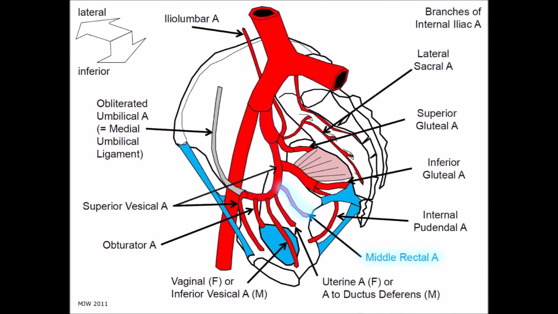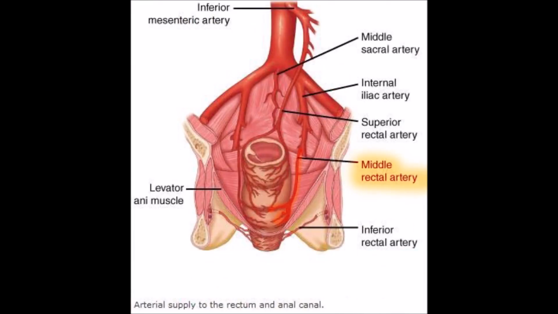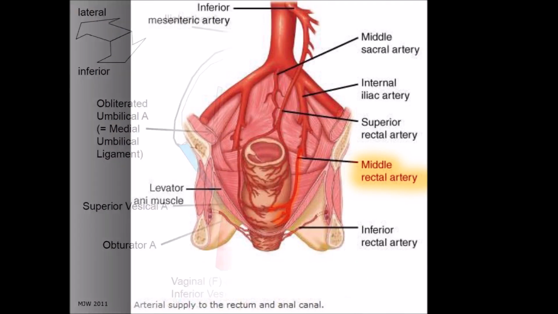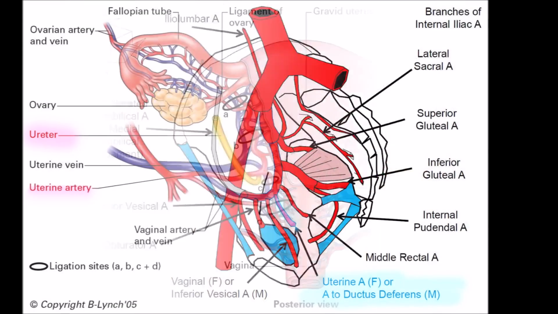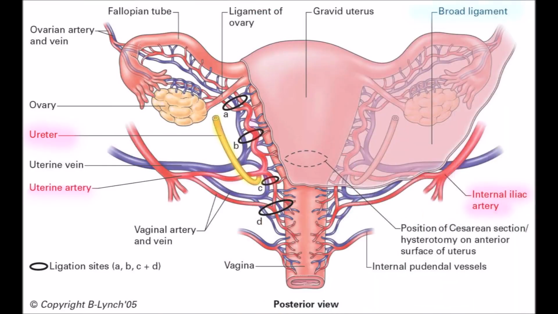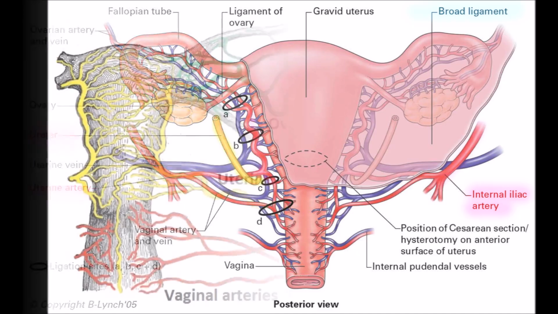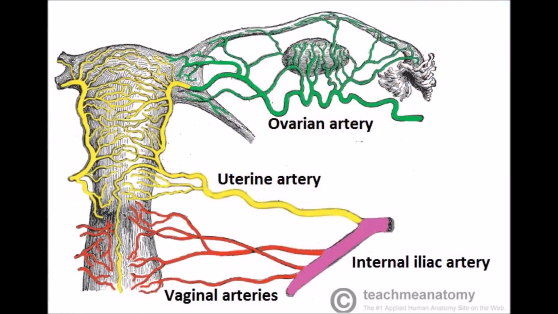The middle rectal artery supplies rectal muscles and is either small or absent. The uterine artery crosses the pelvis under the broad ligament and above the ureter. The uterine artery runs along the sides of the uterus and runs laterally along the uterine tubes. It anastomoses with the ovarian artery, which is also known as the gonadal artery, that corresponds to the testicular artery in males.